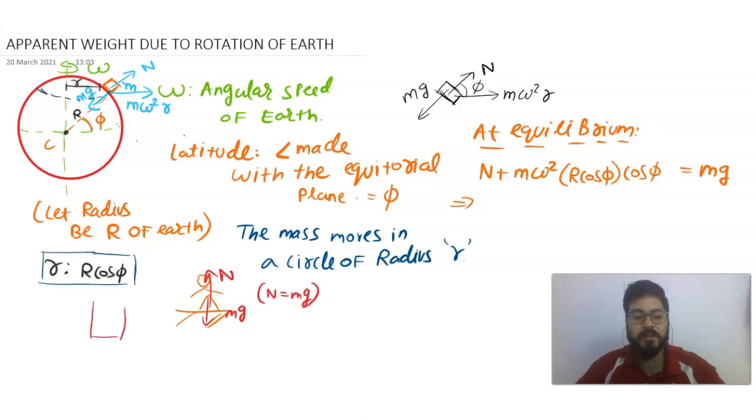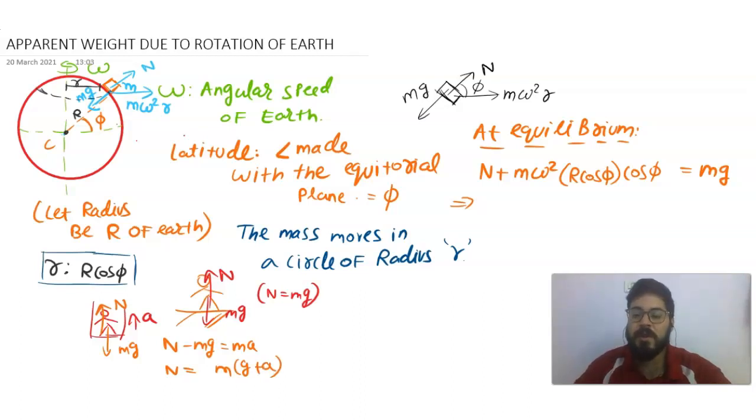Imagine yourself moving in a lift. If you are in a lift, what happens? You experience a different normal reaction. If you consider the free body diagram, you have the weight acting this way, the normal reaction acting this way, and N minus mg is equal to ma. You can see that the normal reaction comes out to be m times (g plus a). What does this physically mean? It means that as you are moving in the lift, you are experiencing a different normal reaction. So you feel a little heavier if the lift is accelerating upwards. So we can say that this normal reaction itself gives you the experience of weight here.